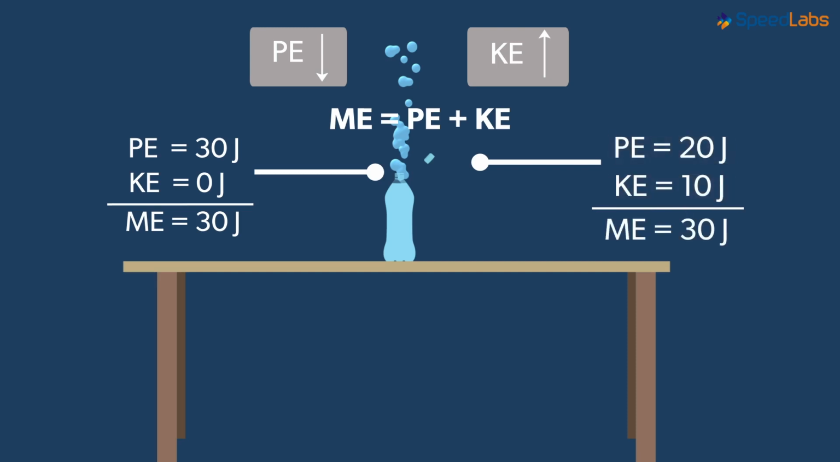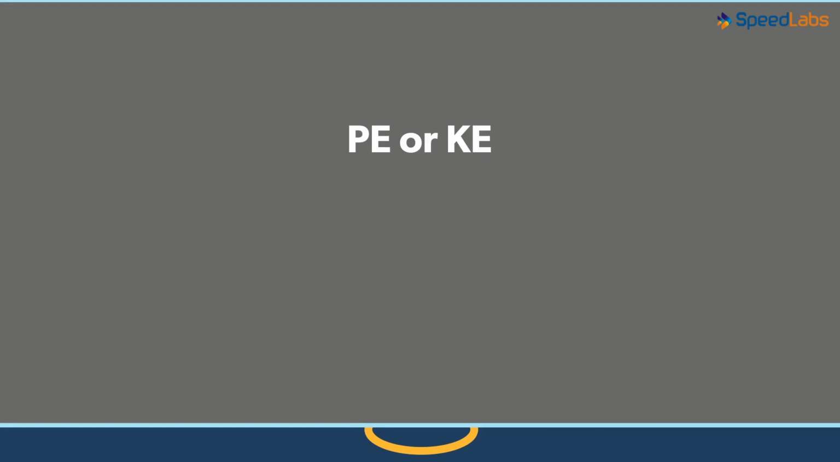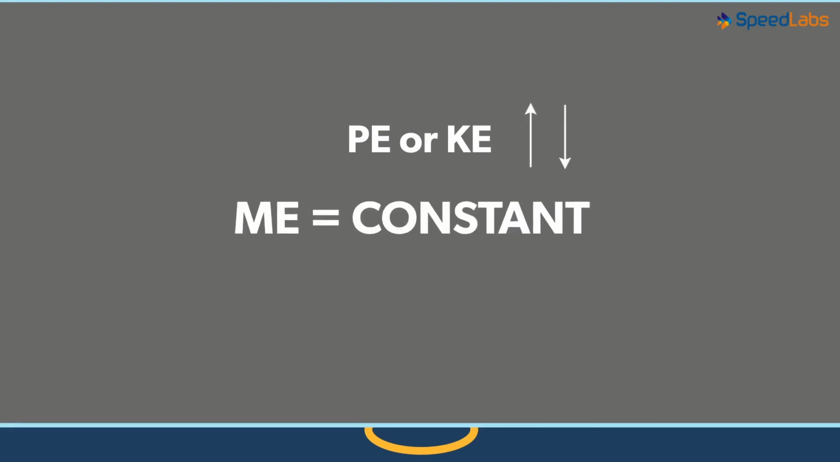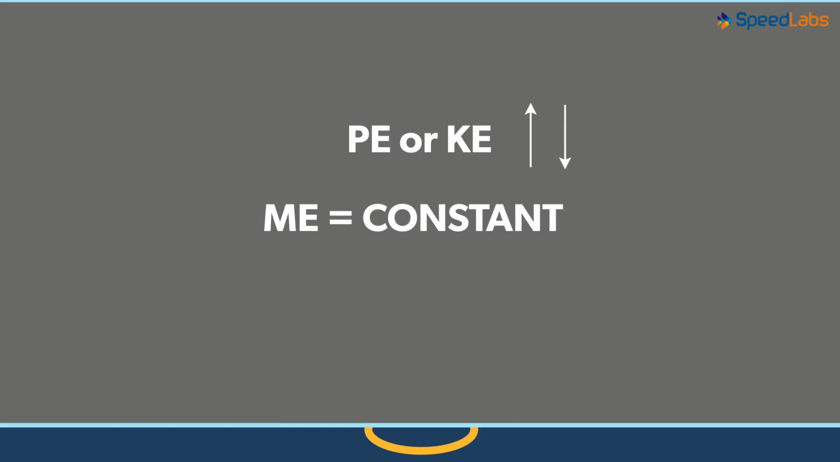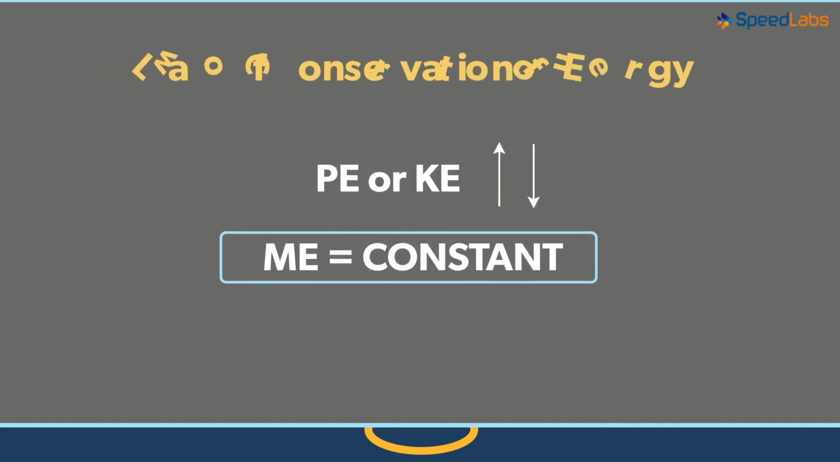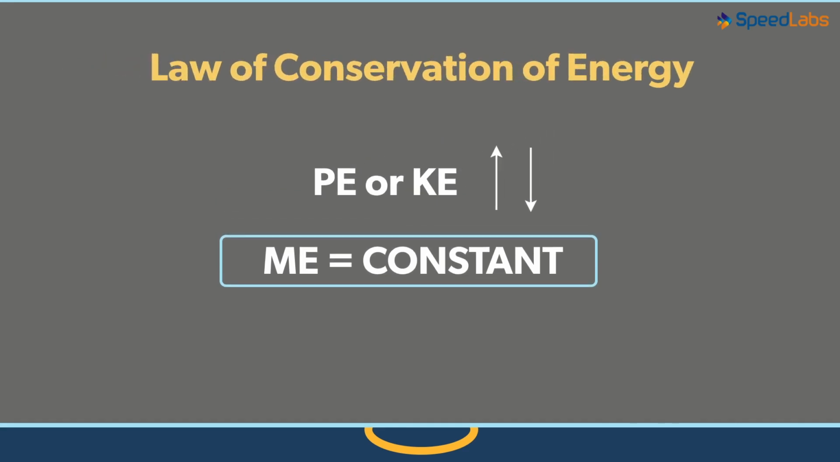Hey, the mechanical energy for both situations of the bottle cap, before popping out and after, is of the same value. What does that mean? It means that even if the potential energy or kinetic energy increase or decrease in any situation, the mechanical energy will be of the same value. In other words, constant. This is the law of conservation of energy.